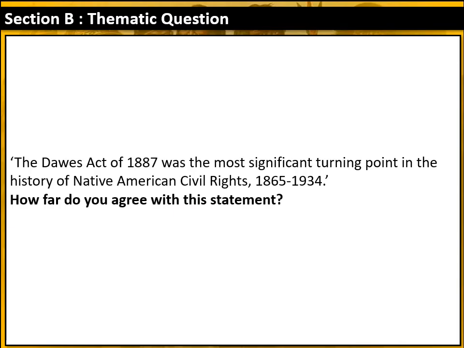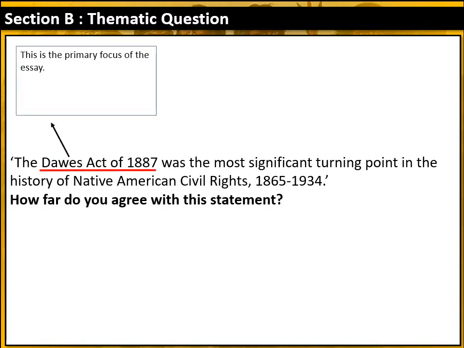Now, let's deconstruct the question slightly. The first thing about this question that jumps out to me is that it gives you a primary focus for your essay. It gives you an opinion here. It says the Dawes Act of 1887. So this is the primary focus of the essay. Now, it doesn't have to, therefore, appear in every section. It doesn't have to appear every time you mention one of those themes, but it's likely that it's going to. Certainly, it's going to appear probably in 2 of the 3, I would suggest.